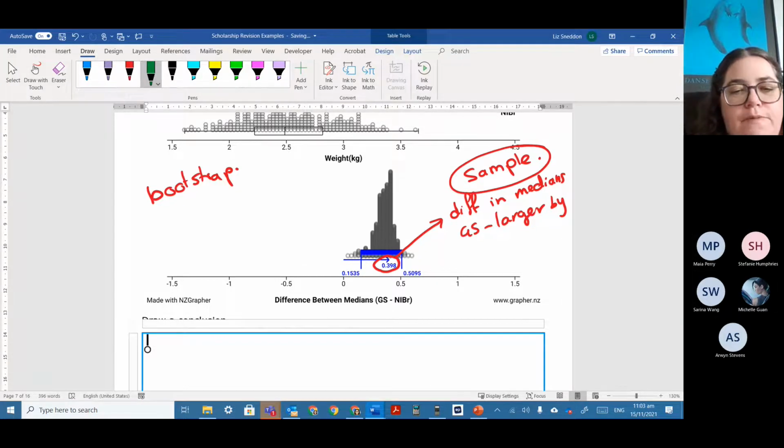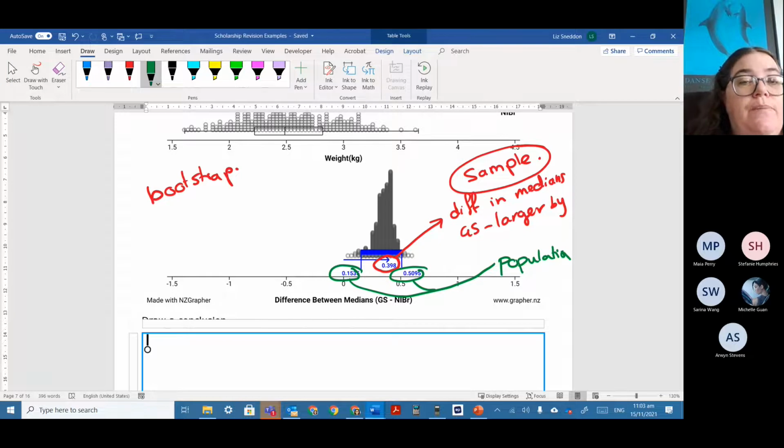What our confidence interval is doing is estimating for the population and saying, well, what could be the difference? How much bigger could the Great Spotted Kiwi be? And it could be between 0.153 kilos and 0.5095 kilos larger. So that's what we want to first of all say, is to say what that confidence interval is.